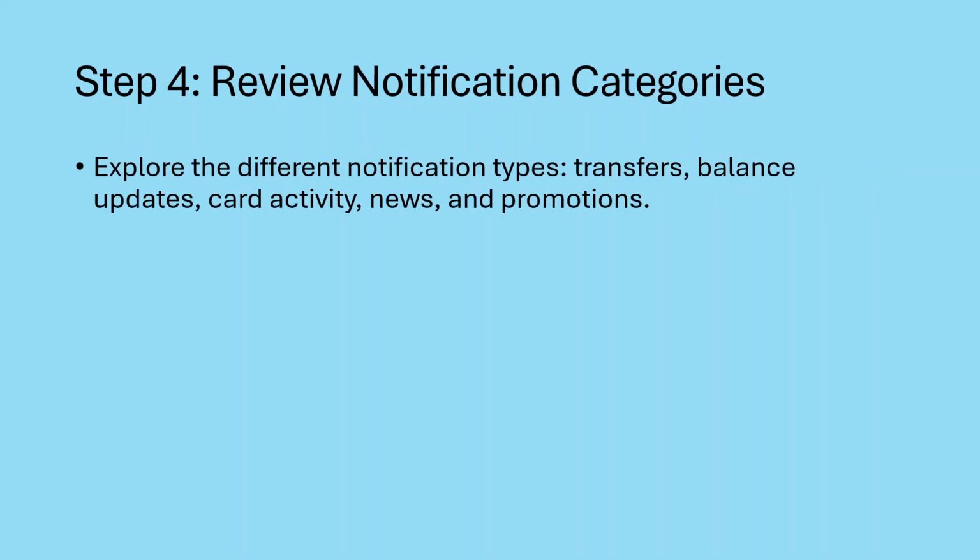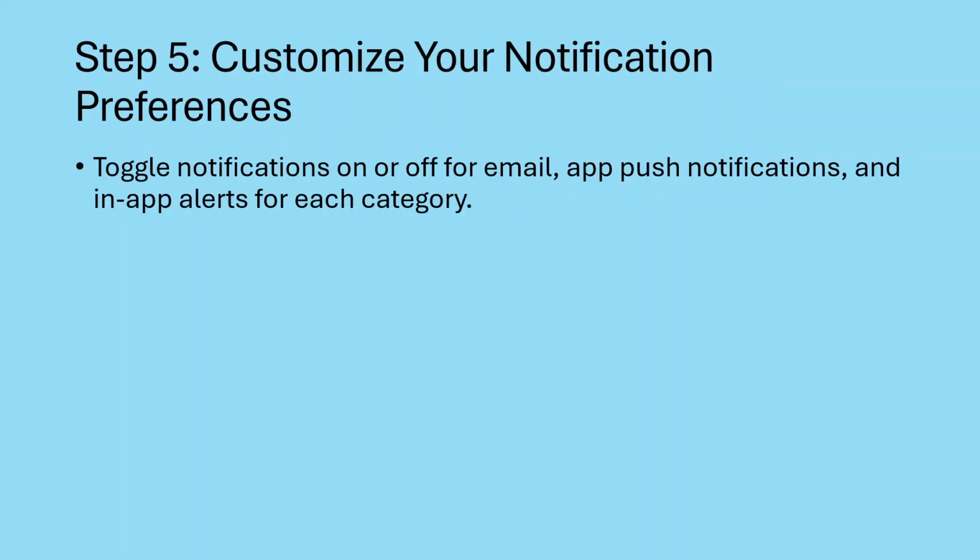Step 4. Review notification categories. Explore the different notification types: transfers, balance updates, card activity, news, and promotions. Step 5. Customize your notification preferences. Toggle notifications on or off for email, app, push notifications, and in-app alerts for each category.